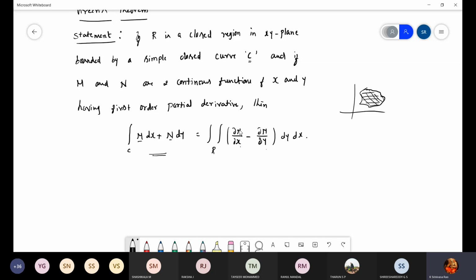Whereas here in the RHS, it is a double integral. Therefore, only two variables are there. No need to use any substitution, but you have to integrate one after another. That we will solve. Is it clear? Once you solve the problem, you will definitely understand clearly.